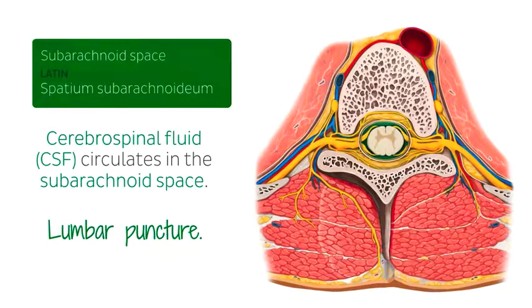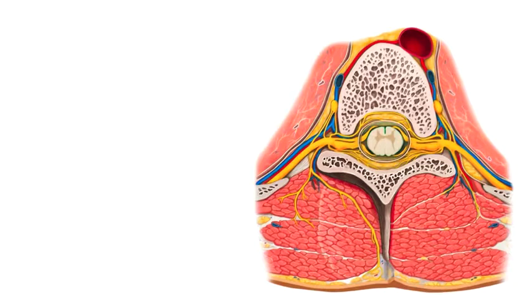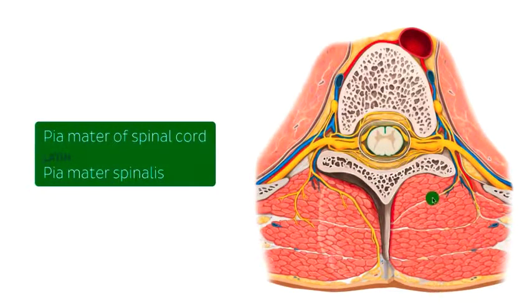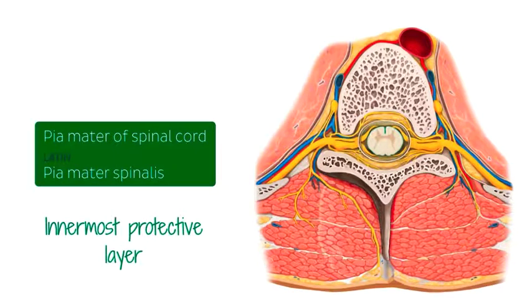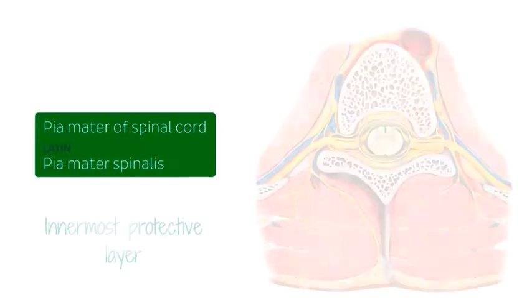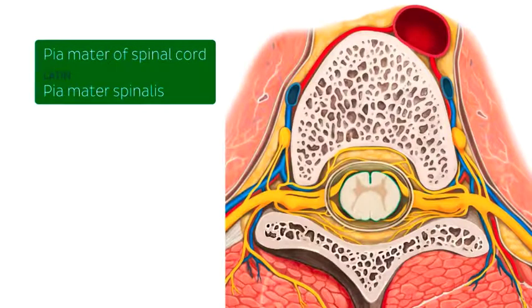The next layer that you're now seeing highlighted in green is known as the pia mater of the spinal cord, and you see a very thin layer here surrounding the spinal cord. This is the innermost protective layer of the spinal cord. It is very delicate and is tightly associated with the surface of the spinal cord, as you can clearly see from this image. I will zoom in a bit more so you can see the highlight of the pia mater.